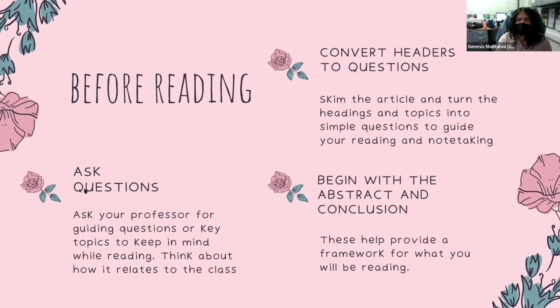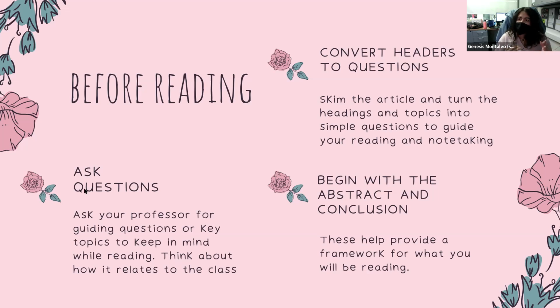Similarly to that, convert headers into questions. So if the article that you're reading has subheadings, skim the article and find those subheadings and turn them into simple questions to guide your reading and note-taking. Again, it's about working smarter, not harder. So in what ways can we find information that we need and make it condensable and easier for us to understand?